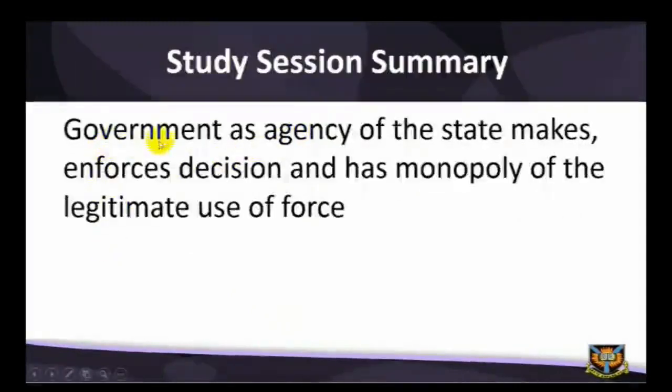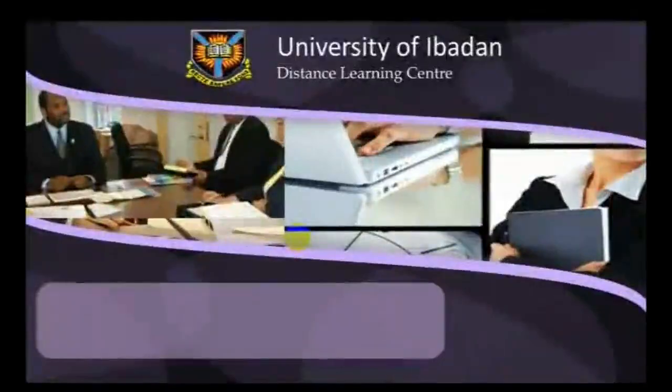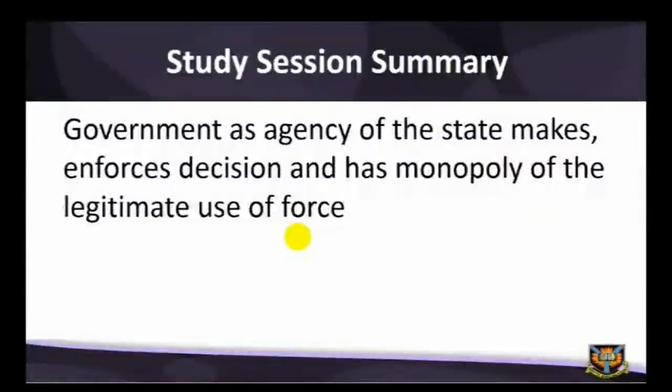Study session summary. This study session has revealed that government as an agency of the state makes and enforces decisions. It has monopoly of legitimate use of force. It is the ultimate source of coercion, and its conduct is always seen as legitimate. According to Michael Lava, 3 major roles are generated for the government to perform. These include contract enforcement, responsibility for collective action, and the desire to maximize social welfare.